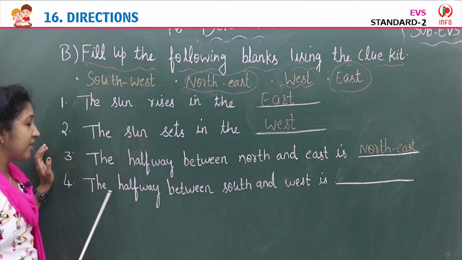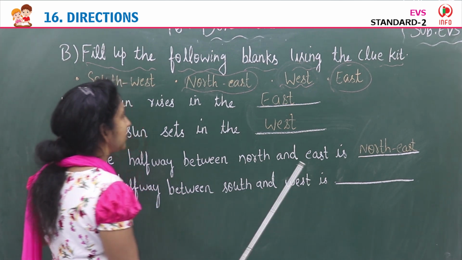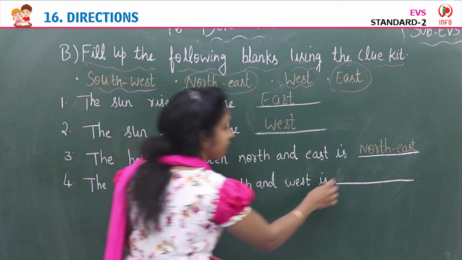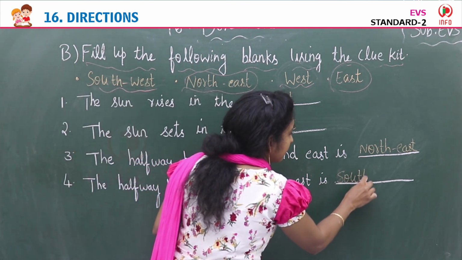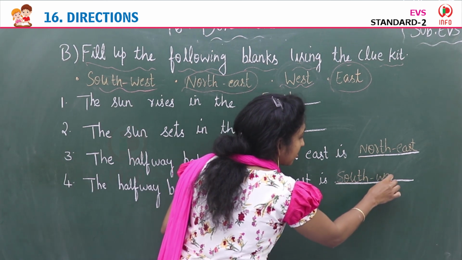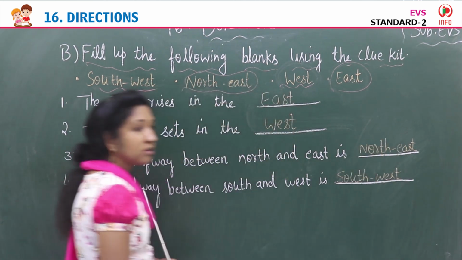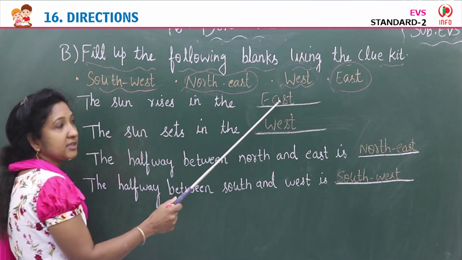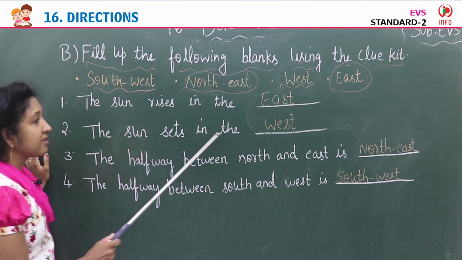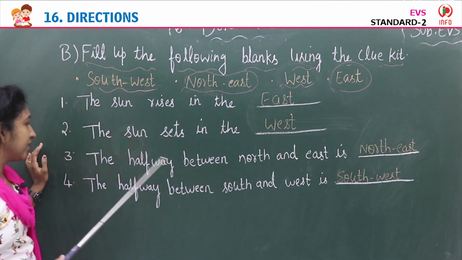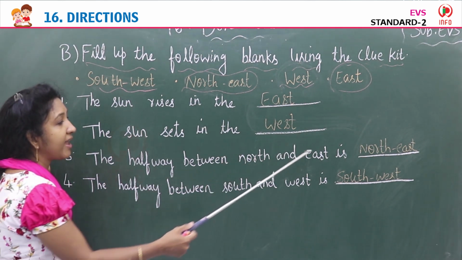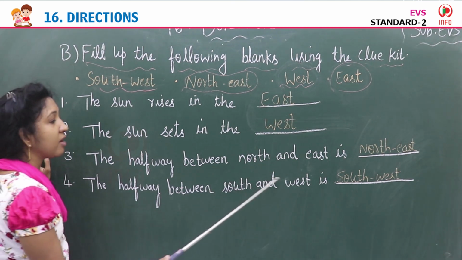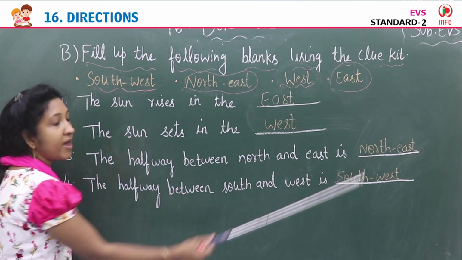Last one, fourth one, the halfway between south and west is southwest. This is the answer. Southwest. The halfway between south and west is southwest. S-O-U-T-H-W-E-S-T. Southwest. So the first one, the sun rises in the east. Second, the sun sets in the west. Third, the halfway between north and east is northeast. Fourth, the halfway between south and west is southwest. Okay?